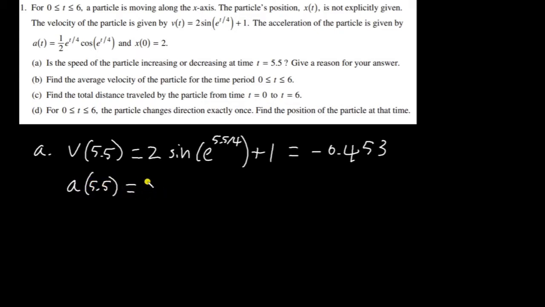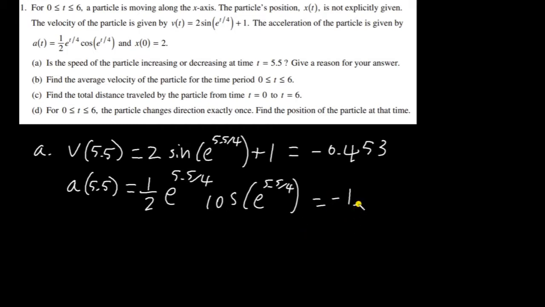And that means we'll just plug in 5.5 into the acceleration, and we'll get 1/2 e to the 5.5 over 4 cosine of e to the 5.5 over 4. And if we put this in our calculator, we get negative 1.359.